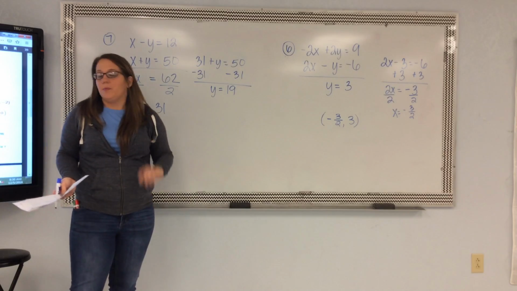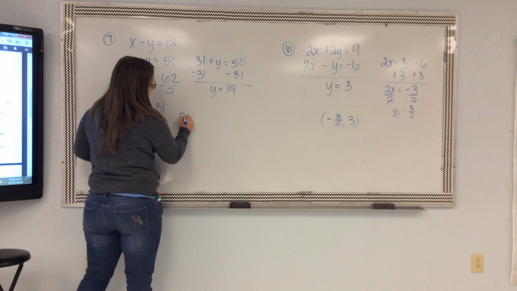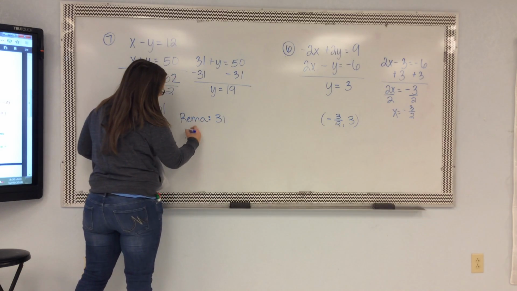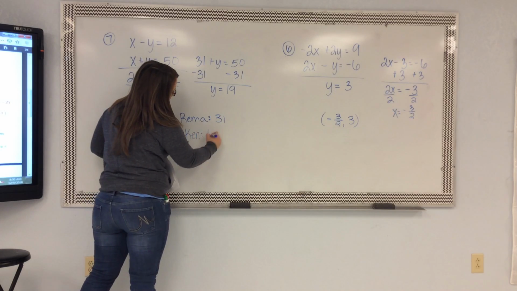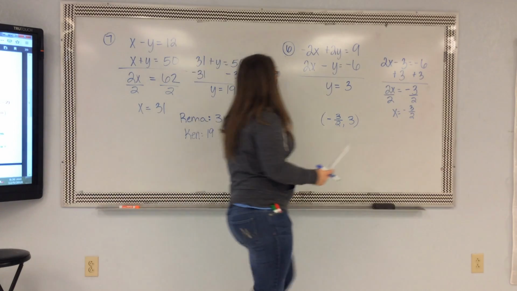Now, they don't want an ordered pair. They want to know each of their ages. So Remy, it told us, was the older, so she is 31, and Ken is 19. Moving on to number 8.